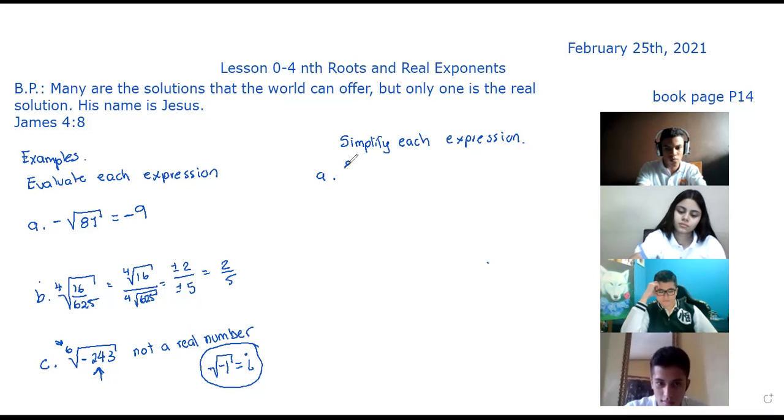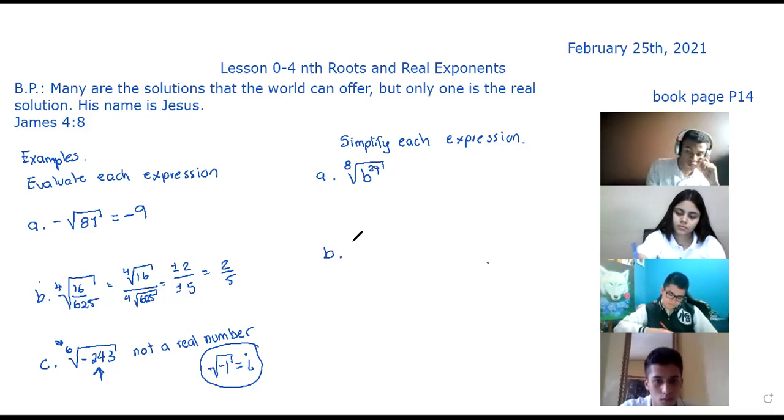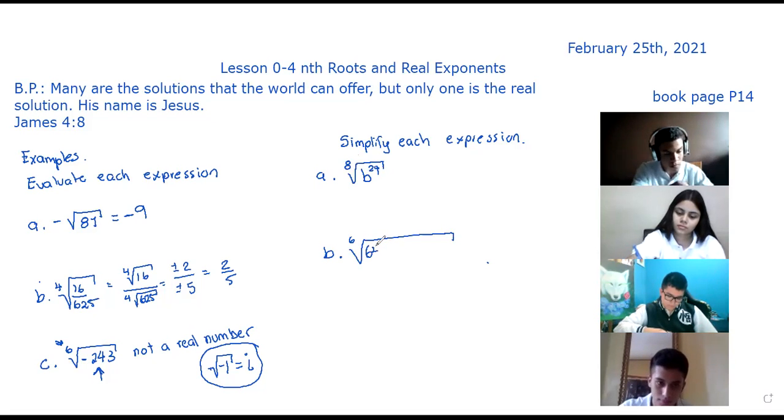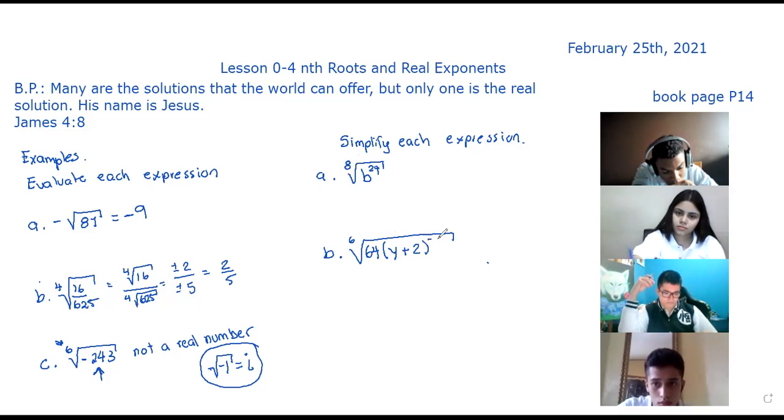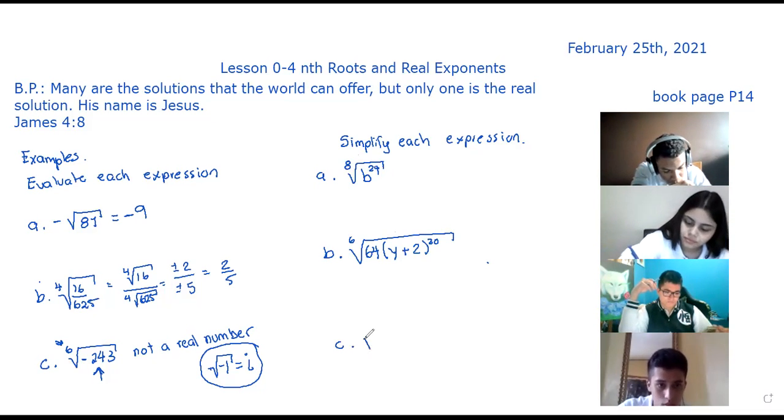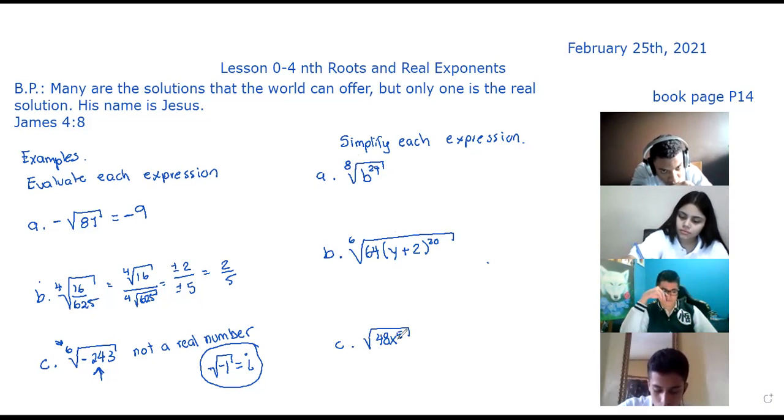We have the 8th root of b to the 24. Next, the 6th root, see, we're working with higher order roots here, of 64 times (y plus 2) to the exponent 30. Letter C, the square root of 48 x to the power of 5.